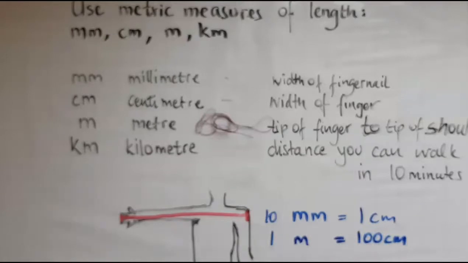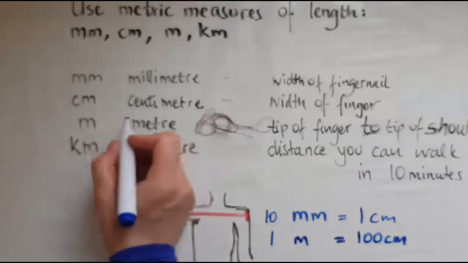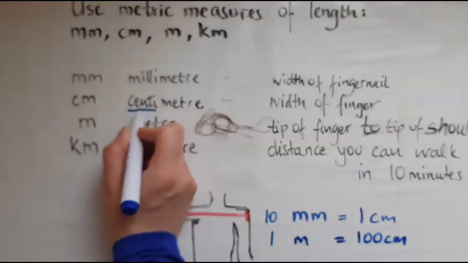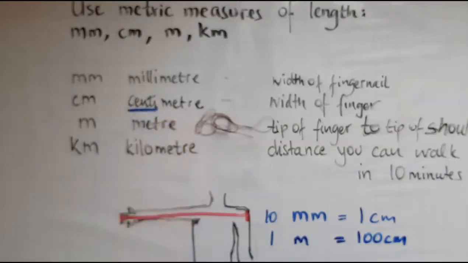A clue for that is also the prefix centi, which is like a century, and there are 100 years in a century. Or cents in a euro, there are 100 cents in a euro, so that helps you remember as well.